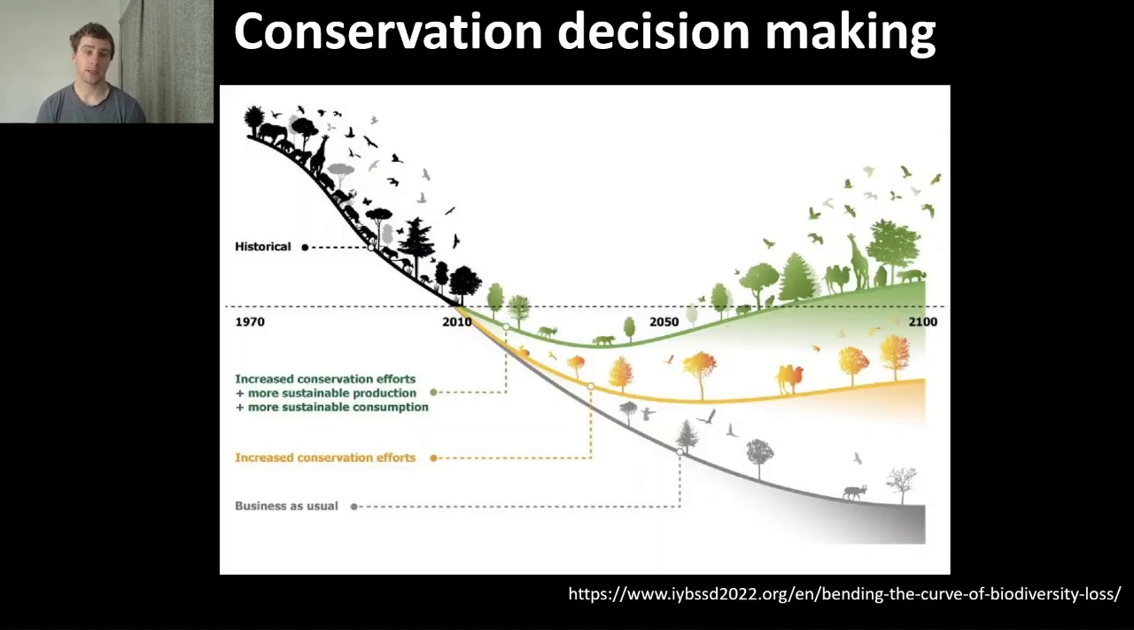Alternatively, we could implement some increased conservation efforts, and this might halt the declines of biodiversity, as shown by the orange scenario. Here you can see the orange scenario has a few more trees and a few more species in it. But ideally, we'd want to halt and reverse these declines, as shown by the green scenario. There you can see many more species and many more trees. What's critical here is that the trend isn't just stabilizing; it's also increasing back up as well. And that's what we really want for positive outcomes for biodiversity.